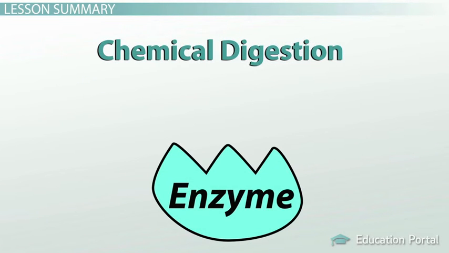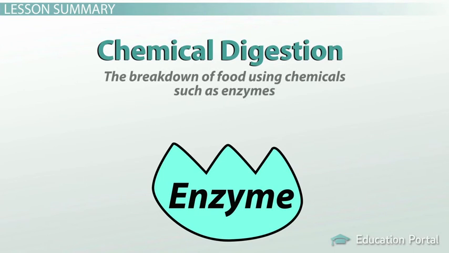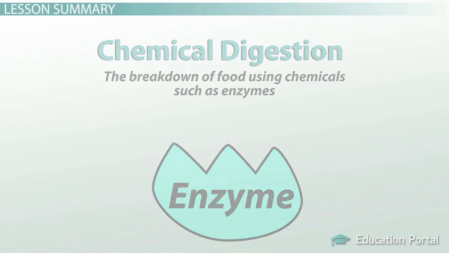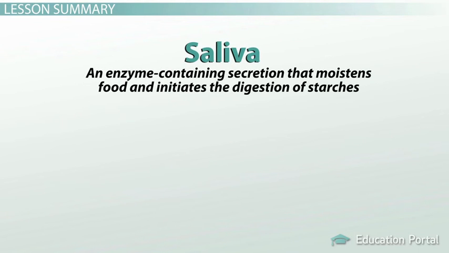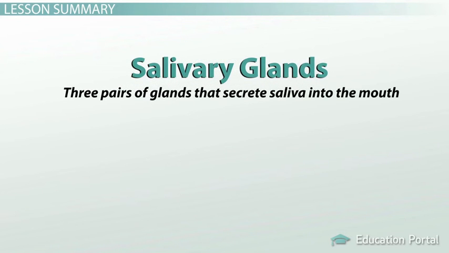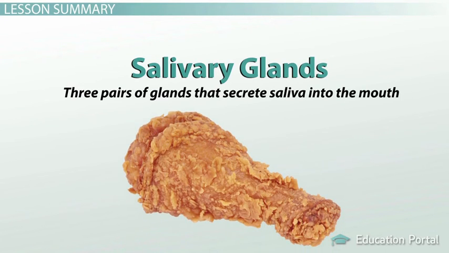Chemical digestion is the second way food is broken down, and is defined as the breakdown of food using chemicals such as enzymes. Saliva is the fluid secretion into the mouth that contains enzymes that initiate the digestion of starches. There are 3 pairs of glands that secrete saliva into the mouth, collectively known as salivary glands. These glands secrete saliva when food is in the mouth and even upon the sight and smell of food.